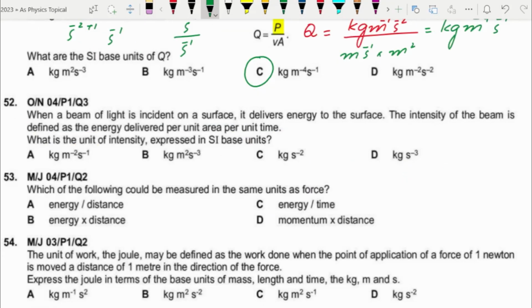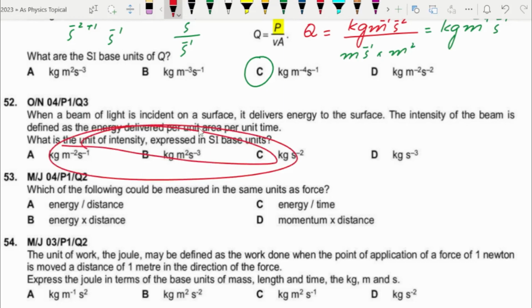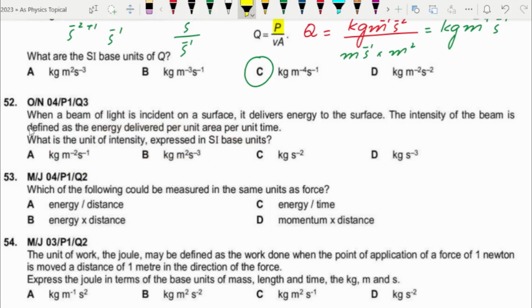Yeah, all the quantities that we have, we would have studied already. Okay, so let's solve this one. When the beam of light is incident, we have to find units. Unit of intensity expressed as the base unit. The formula was given in the description. The equation of the formula is not given, but he has given the description. From the description we can automatically write down the formula. So the equation of intensity is given to you.